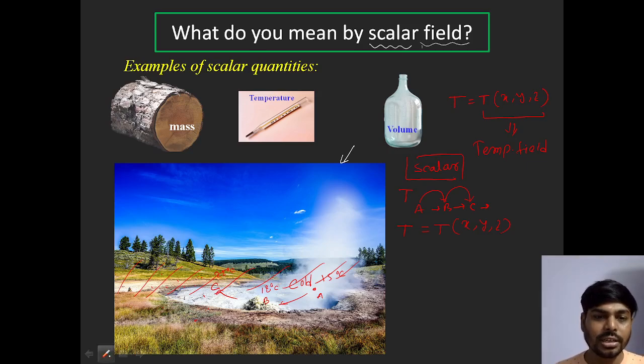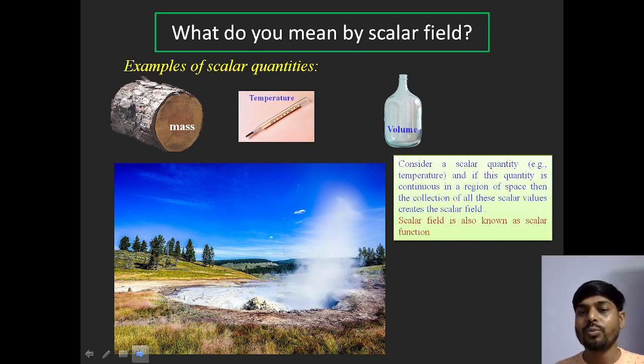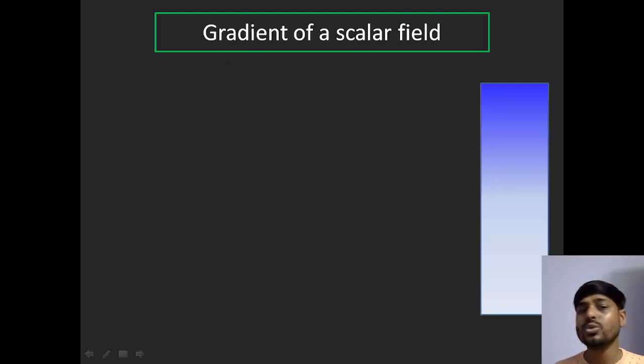So let's just observe what is written here about the scalar field. Consider a scalar quantity, for example a temperature, and if this quantity is continuous in a region of space, then the collection of all the scalar values creates a field. And as we have seen, that scalar field is also known as the scalar function, right? So now, what do you mean by the gradient of a field?